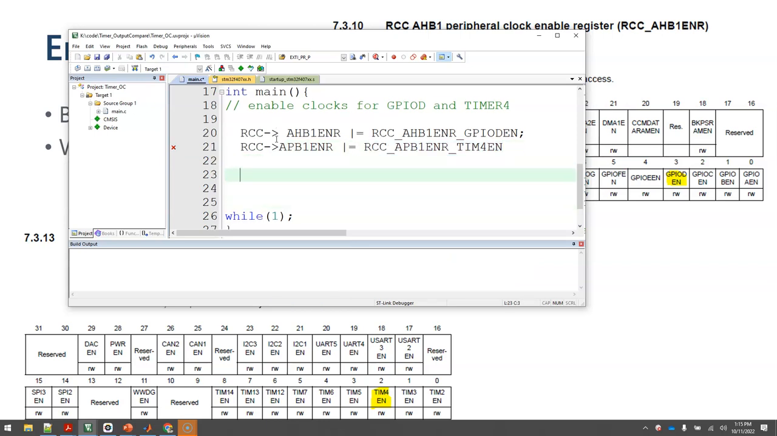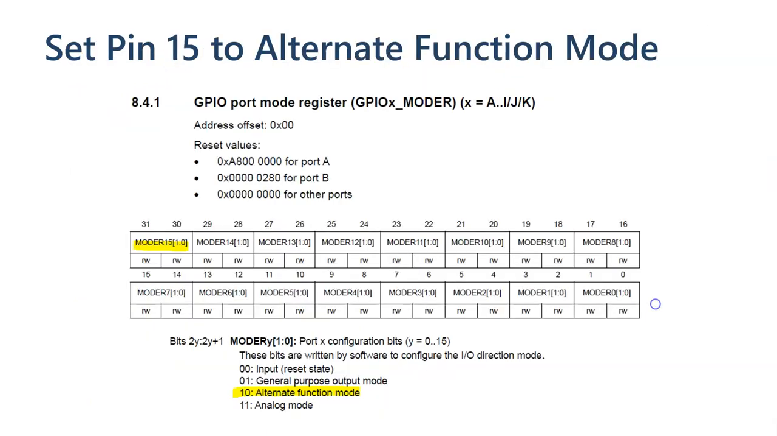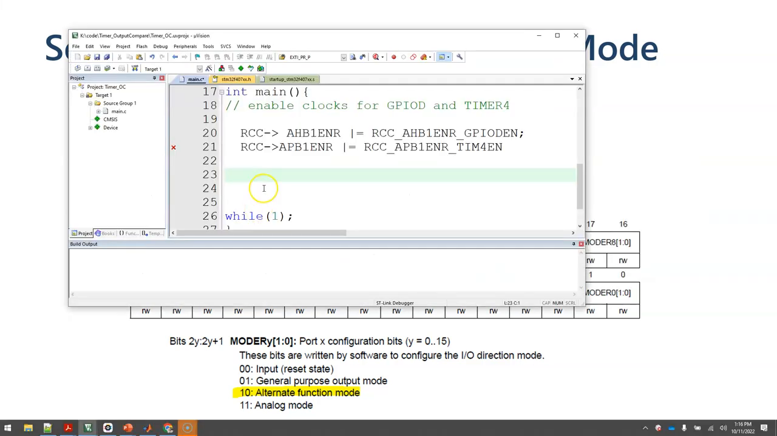All right, what do we need to do next? Well, next we need to look at the GPIO and set it to alternate function. So let's take a look. In the mode register, we've been doing input and output, but we need to set the mode bits of port D pin 15 to 10 so that we can have an alternate function mode. So we need to write this mode bit as a 1 and a 0. In other words, the MODER15 upper bit should be a 1. That's what we need to do. So let's go do that.